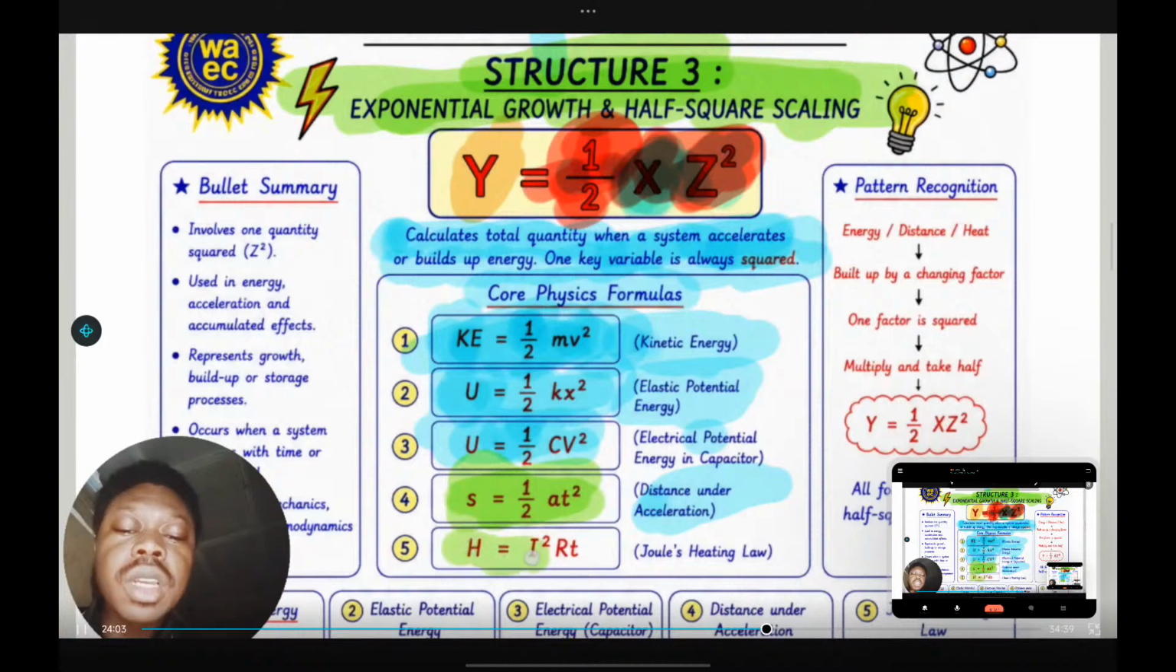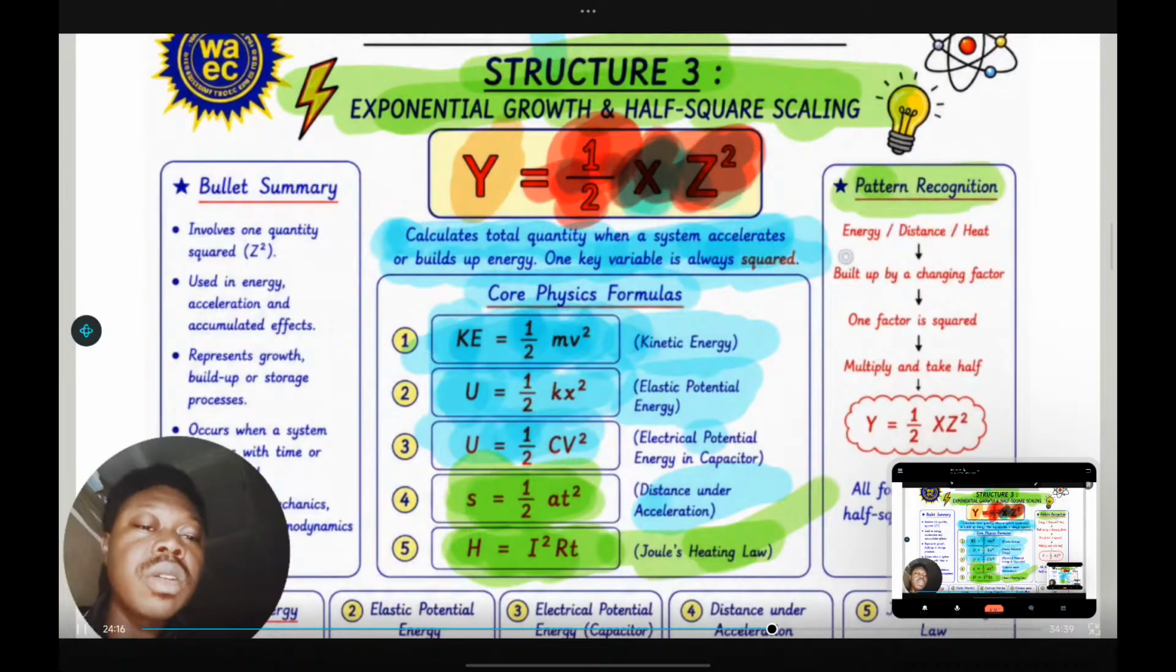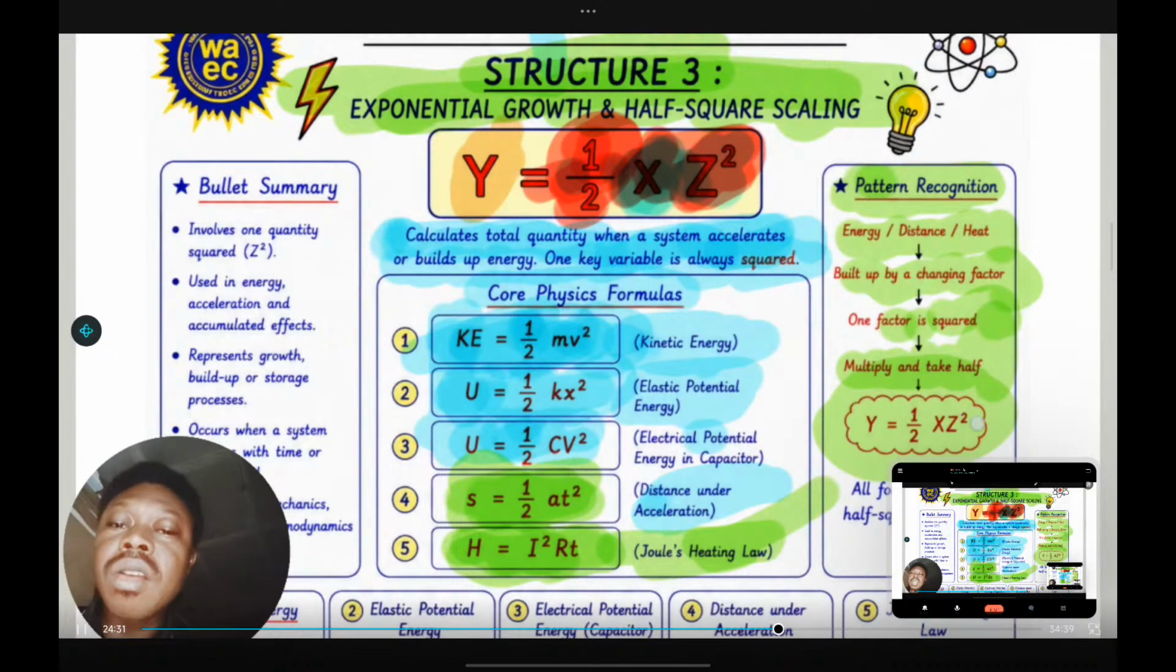Then we now have H equals half I squared RT. Remember, heat energy. You can see the structure. Look at the structure for Joule's heating law. So the pattern recognition: energy, distance, or heat built up by a changing factor. One factor is squared, multiply and take half. You have the structure. So this is our third structure. They all follow the same half square structure, so please take note of this table.